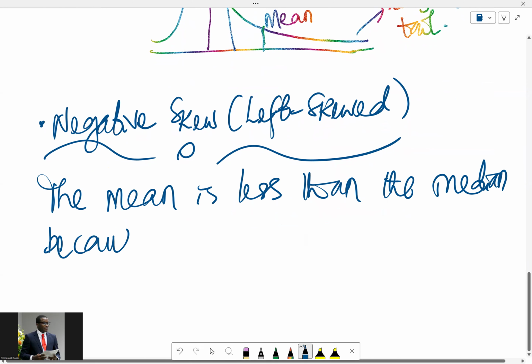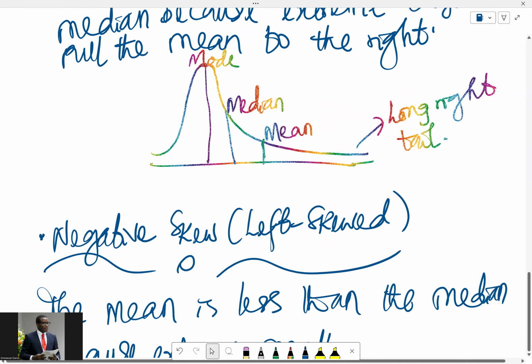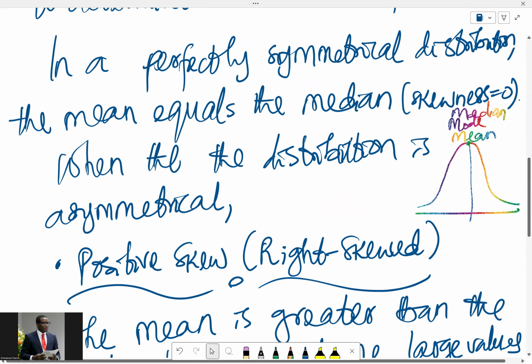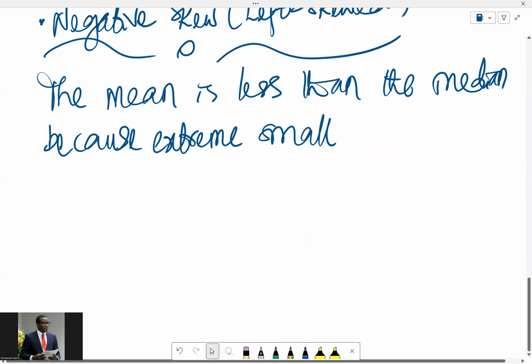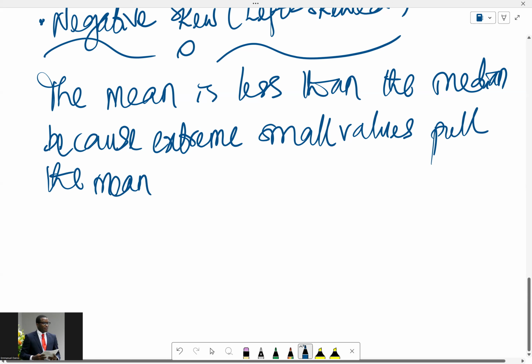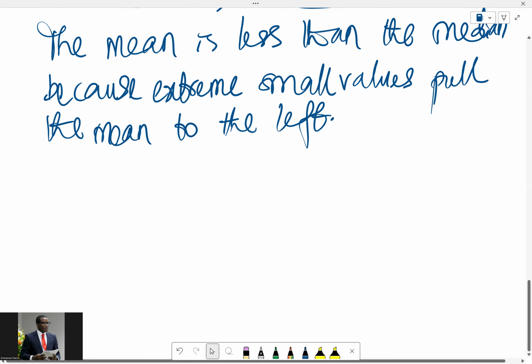because of extreme small values. So here it's extreme large values, right? So you have large values that are outliers. Here you have small values that are outliers. So because extreme small values pull the mean to the left, in that case, the graph will look, of course, left skewed.